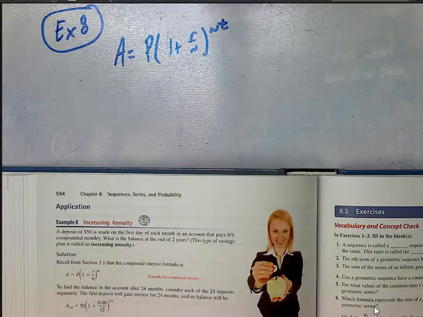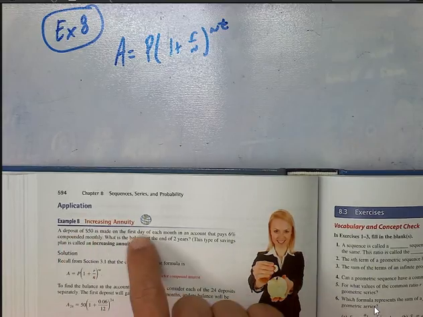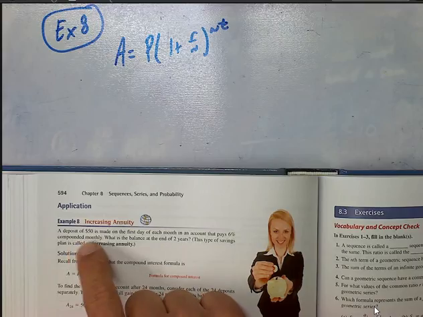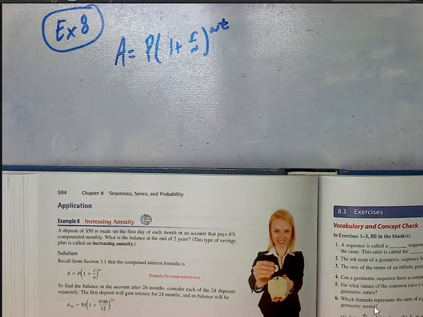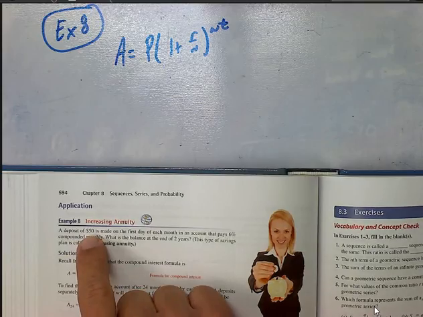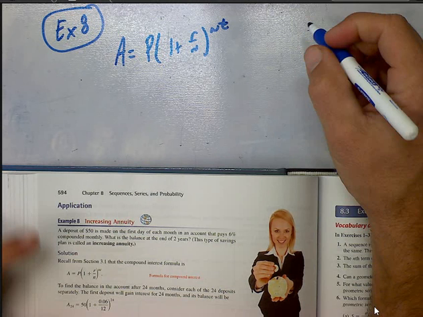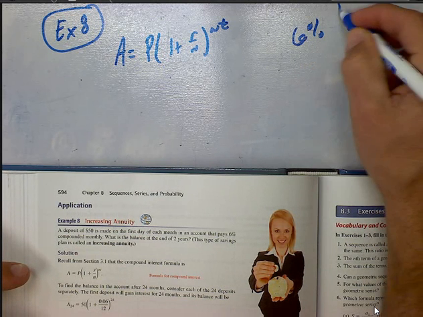Example 8, let's go ahead and read that from the book. It says a deposit of $50 is made on the first day of each month in an account that pays 6% compounded monthly. What is the balance at the end of 2 years? Notice that you're making a deposit of $50 each month, and then you're also earning 6% interest, and you've got 2 years.